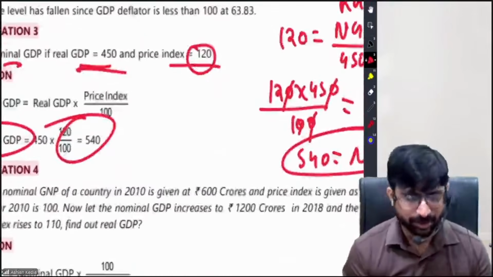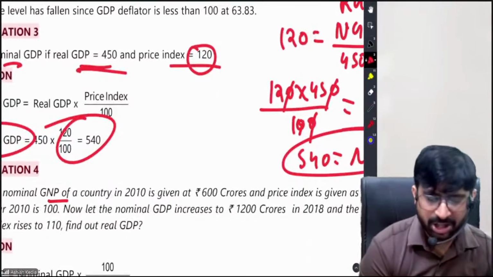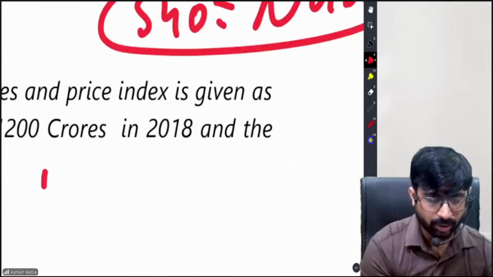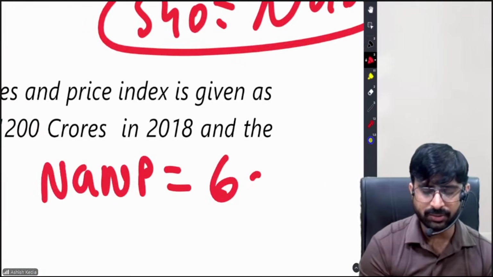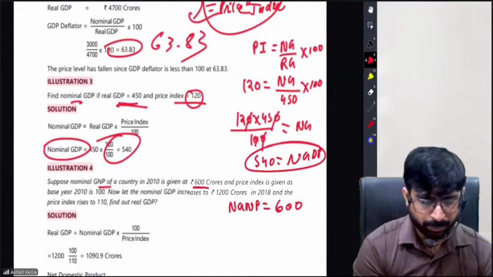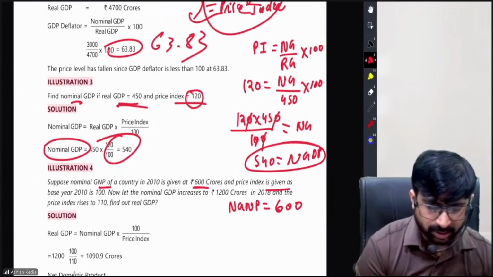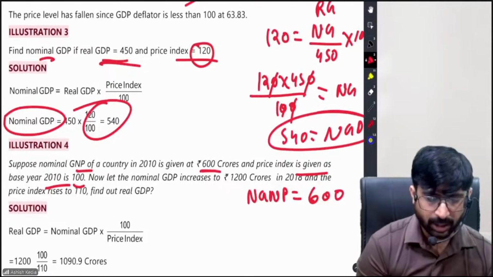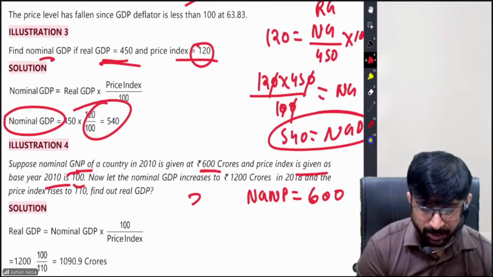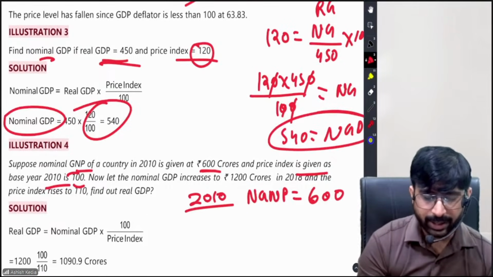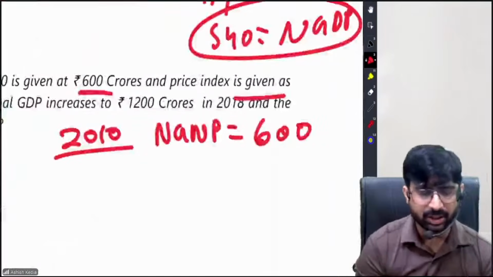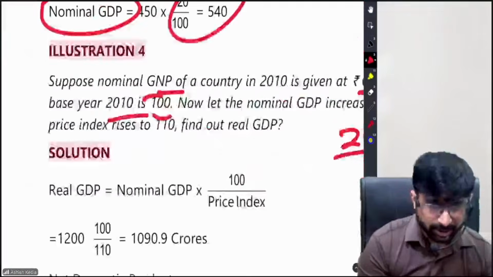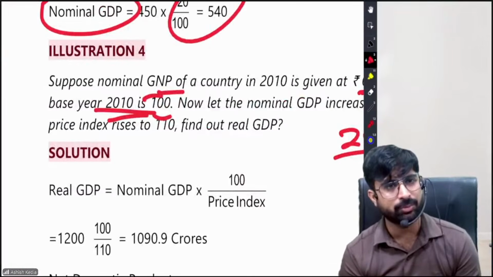Great. Moving on, class. Suppose nominal GNP of a country is given at 600 crores. Write down: nominal GNP is 600 crores. Price index is given with base year 2010 as 100. So we are talking about 2010, and if 2010 is the base year, of course its price index will be 100. They have given this. Even if they did not give it, we would have assumed that.